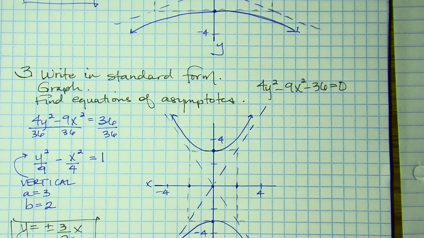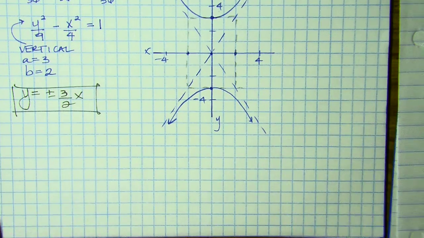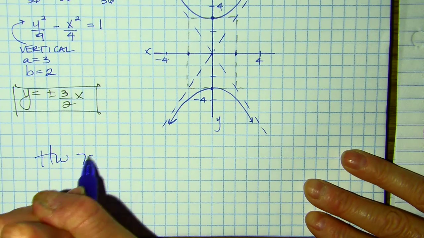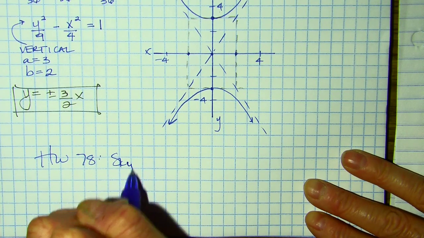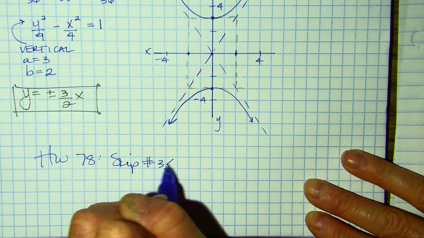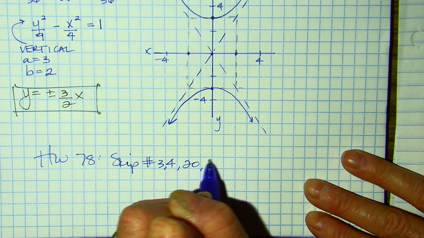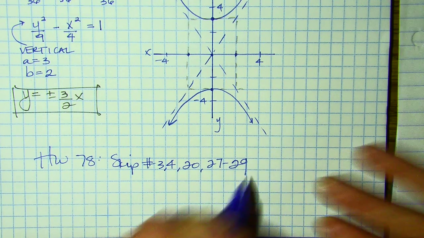Homework: lesson 78, you're going to skip numbers 3, 4, 20, and 27 through 29. Thank you.